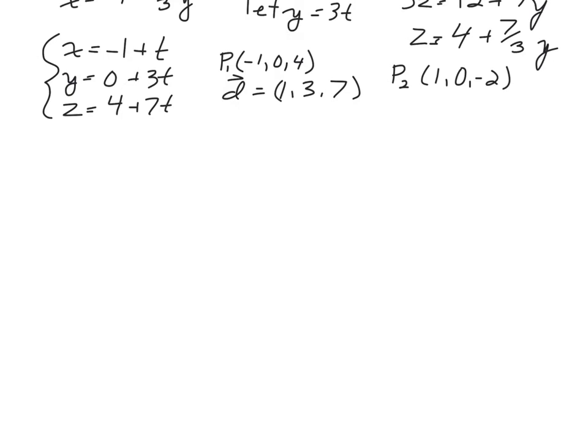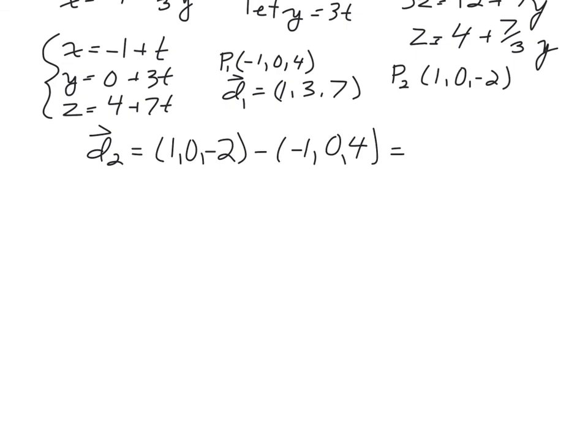We've got one direction vector, (1, 3, 7). We need a second direction vector. We'll call that D2, and we're going to get that by subtracting the coordinates of our 2 points. So I'm going to do (1, 0, -2) minus (-1, 0, 4). It doesn't matter what order I subtract these 2 points in. That's going to give me a direction vector of (2, 0, -6). And I'm going to divide everything by 2 and use (1, 0, -3), just so the numbers are a little smaller.